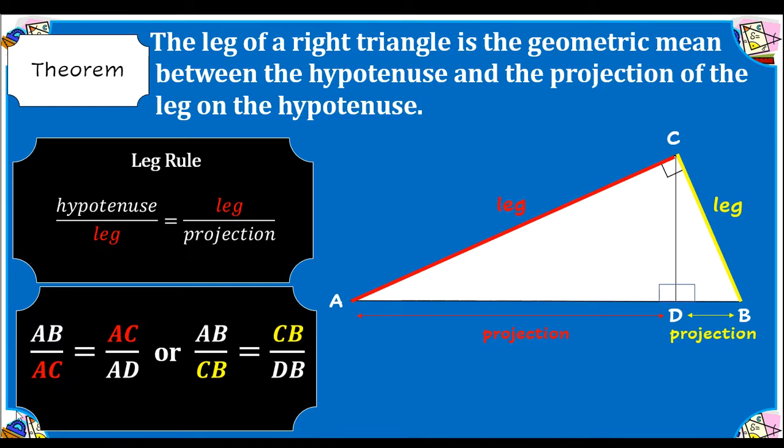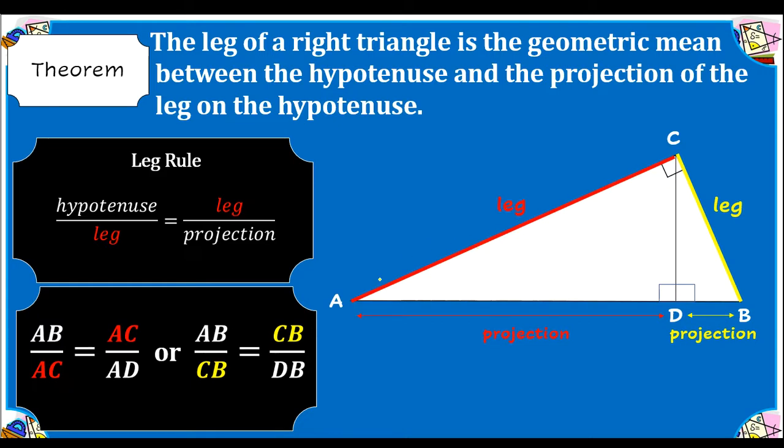Another part of using the geometric mean is the leg rule. So let's write this theorem in your notebook. The leg of a right triangle is the geometric mean between the hypotenuse and the projection of the leg on the hypotenuse. Again, I know that's kind of wordy, but just write that in your notebook along with your diagram. And then our leg rule: the leg of a right triangle.